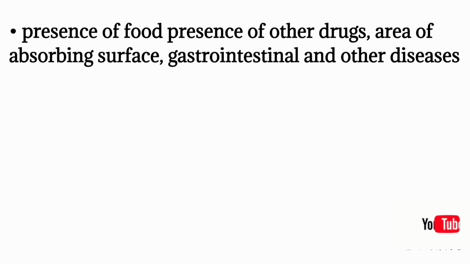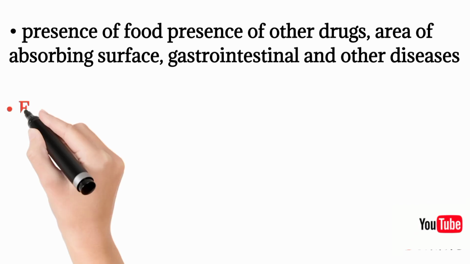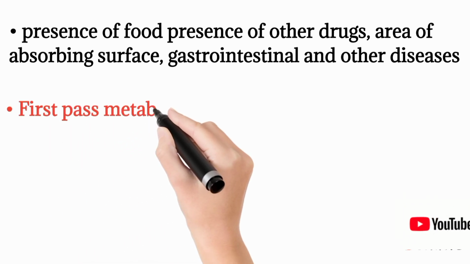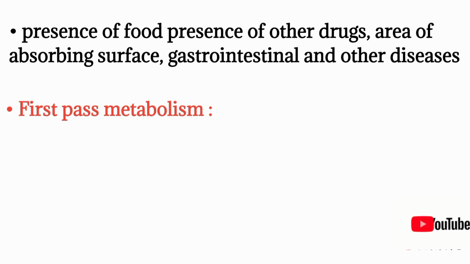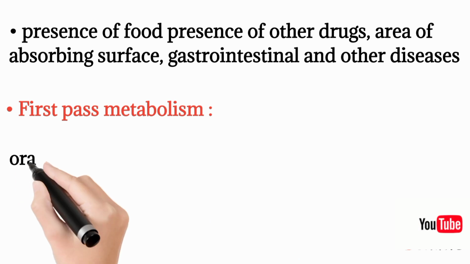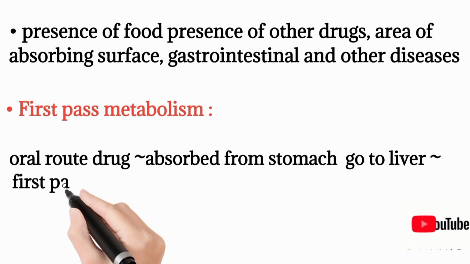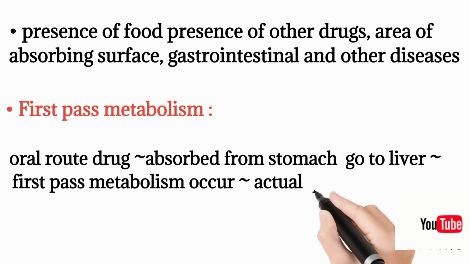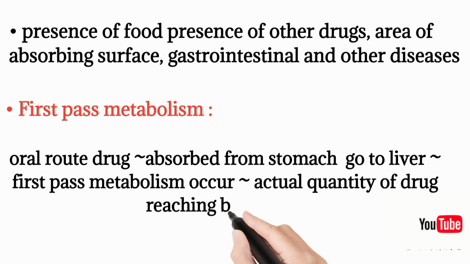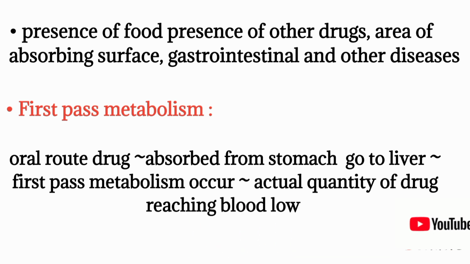So these were some factors which affect the bioavailability. Other factors include first pass metabolism. What do you mean by first pass metabolism? To understand first pass metabolism, you need to know the normal pathway from the oral route. Normally the drug taken by mouth, oral route, will go into the stomach. From the stomach it is absorbed and goes into the liver. In the liver, metabolism of the drug occurs, and then the drug reaches the bloodstream. So the actual quantity of drug that reaches the bloodstream is low through the oral route, and this is because of first pass metabolism in the liver.